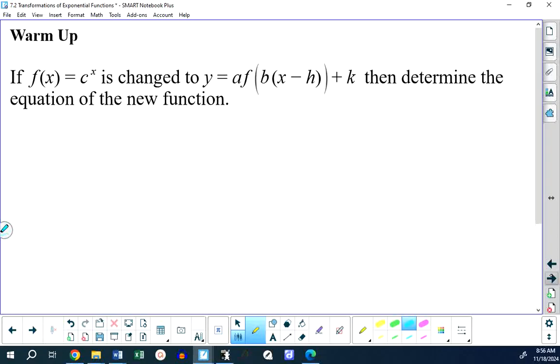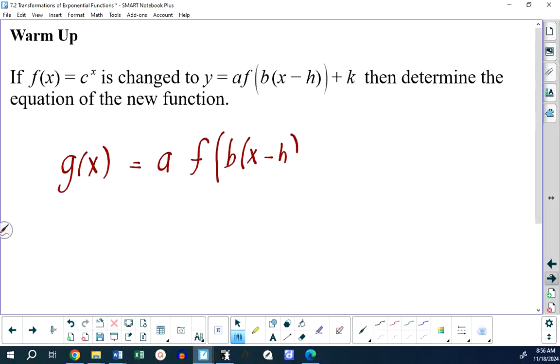if we take the function f of x equals c to the x, and we transform it into y equals a f of b bracket x minus h bracket plus k, what is the equation of the function? And if I were to retype these notes, and I make a note for myself for next time, I probably would have written g of x here equals instead of f of x. And I'm going to make that modification right now. So I'm going to say that g of x, the new function, is a multiplied by f of b bracket x minus h bracket plus k.